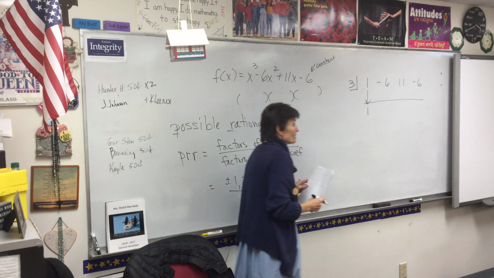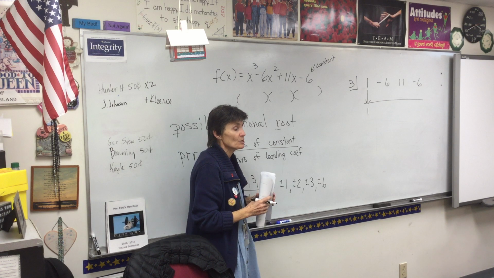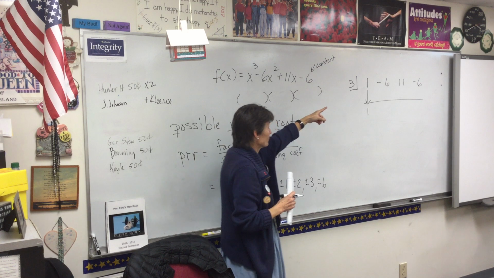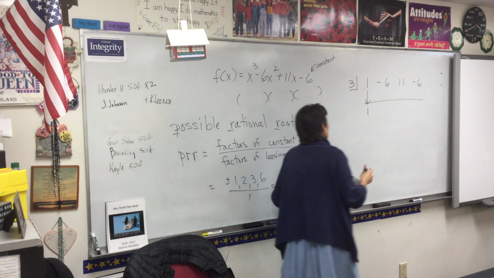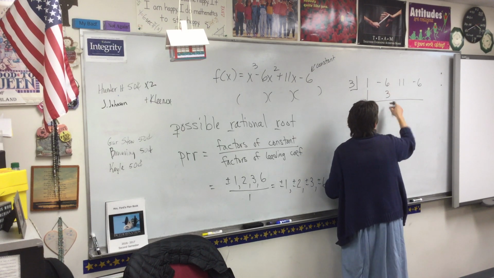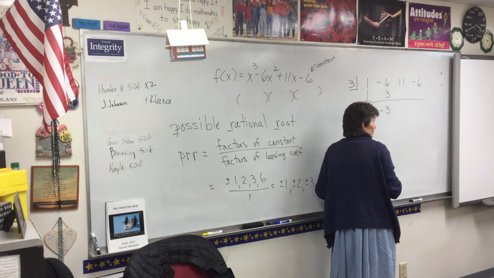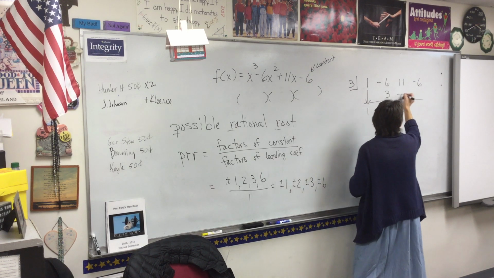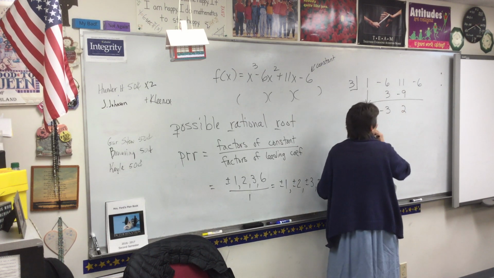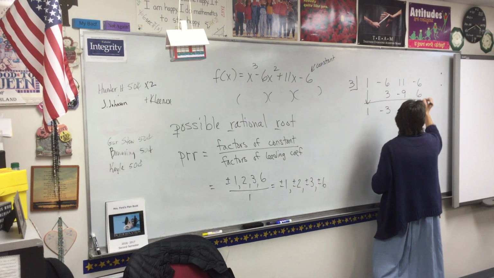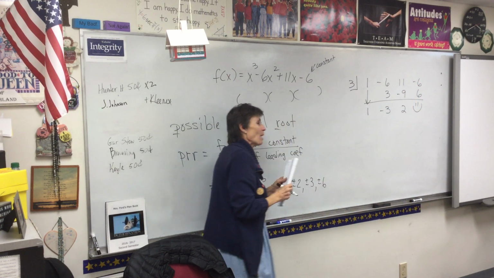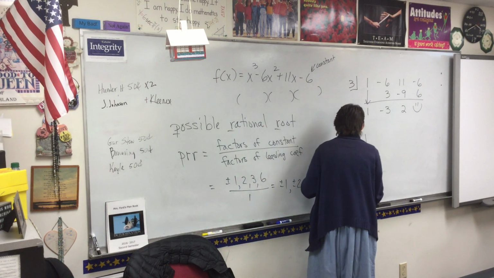Remember that from yesterday? This is called synthetic division. This is our procedure. Notice that I've copied the negatives into the chart. Make sure you included your negatives. All right, here we go. 3 times 1 is 3. Add. 3 times -3 is -9. Add. Oh my golly. 3 times 2 is, you guys are good. Good job. Good job.